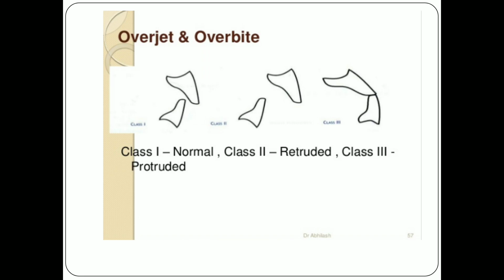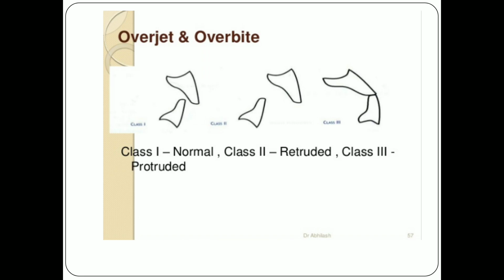You can see how overjet and overbite are. These pictures, you are all very much in doubt about what overjet and overbite are. See here, they are evaluating the horizontal overlap, and here they are seeing the vertical overlap. These pictures will be clearly seen.